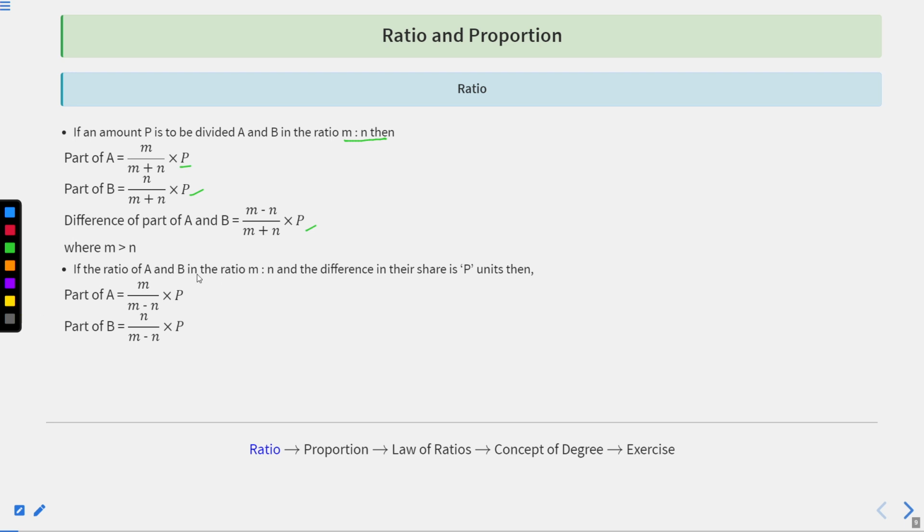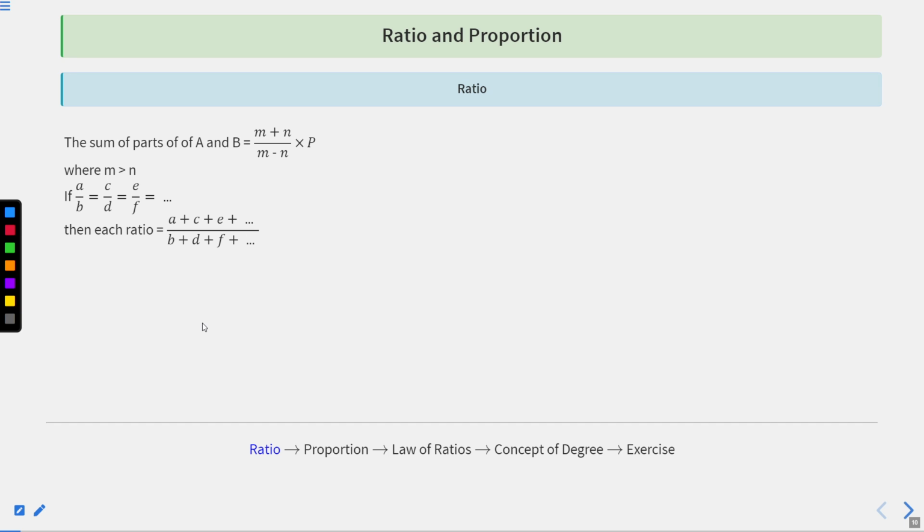If A and B are in the ratio m is to n and the difference in their share is p units, then part of A is equal to m upon m minus n times p, part of B is equal to n upon m minus n times p. The sum of parts of A and B is equal to m plus n upon m minus n times p, where m is greater than n. If A upon B equal to C upon D equal to E upon F equal to dot dot dot, then each ratio is equal to A plus C plus E plus dot dot dot till infinity upon B plus D plus F plus dot dot dot.